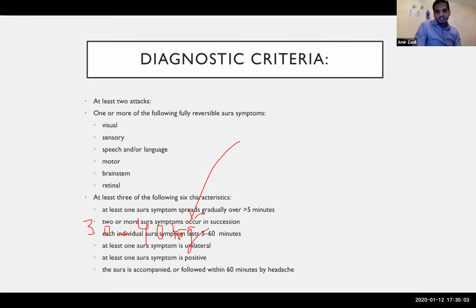Diagnostic criteria, at least 2 attacks, as opposed to migraine without aura, in which you have to have 5 attacks. With aura, you can diagnose migraine with aura with 2 attacks of any of these reversible auras. And as described previously, unilateral headache, throbbing headache, and with photophobia, phonophobia. Aura can continue up to maximum 60 minutes.